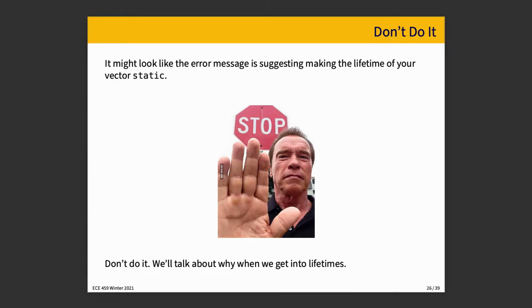Now, one thing that I want to warn you away from is if the error message looks like it says something about making a lifetime of your vector static, don't do it. We'll talk about why when we get into the concept of lifetimes in some more detail. And it's important not to get tricked because you will just go down the wrong path, and there even exists an issue in the Rust language issue tracker that says basically this is misleading for new people and maybe we should change it. Perhaps by the time you see this video that's already happened, but at least not as of the time I last looked.